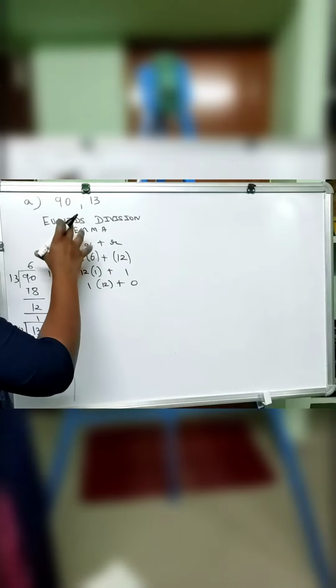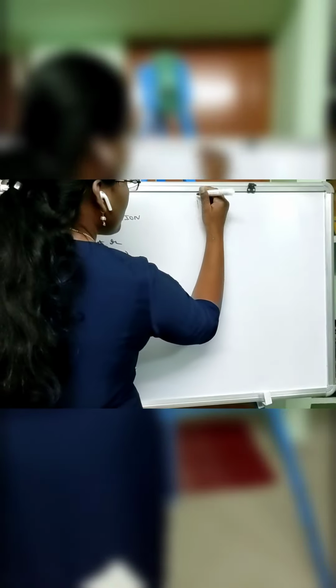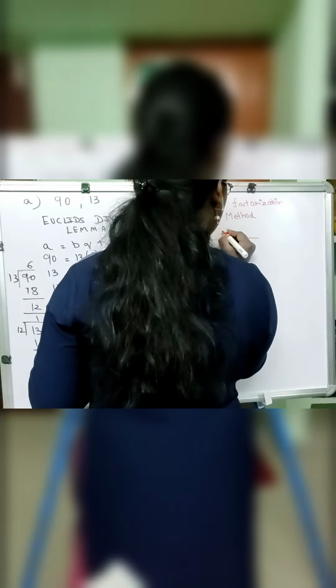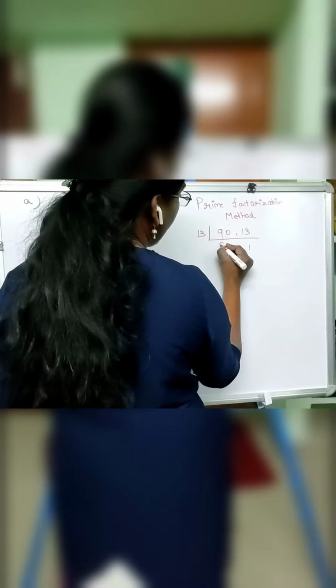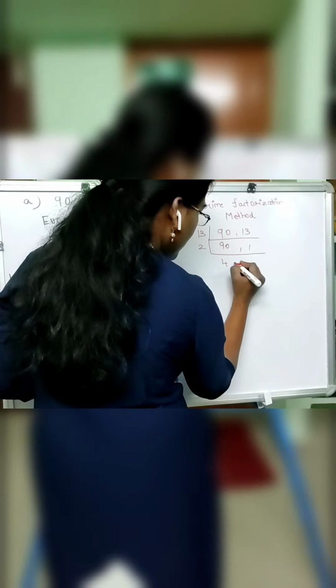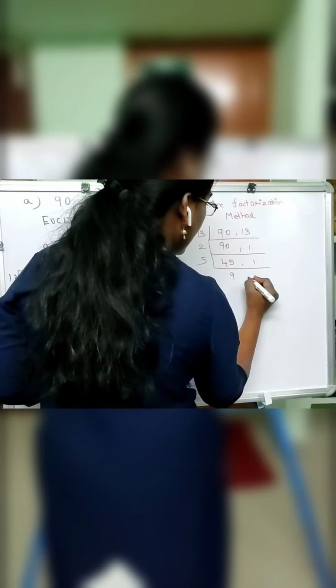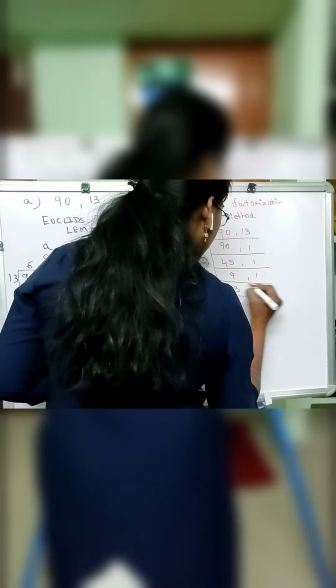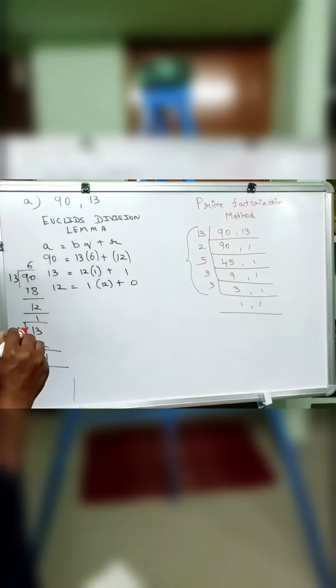Let's try to have this by another method, the prime factorization method. Here I am taking 90 and 13. 13 is a prime number, so it is divisible by 1 and itself. And next what I am taking is 2. 2 is a prime number. 45 and 1. 5 is a prime number. 9 and 1. Again 3 is a prime number. 3 and 1. So I have got these as the factors: 13, 2, 5, 3, 3.